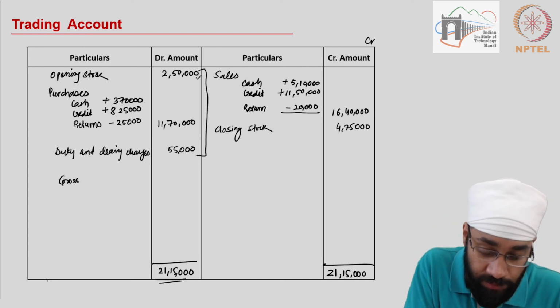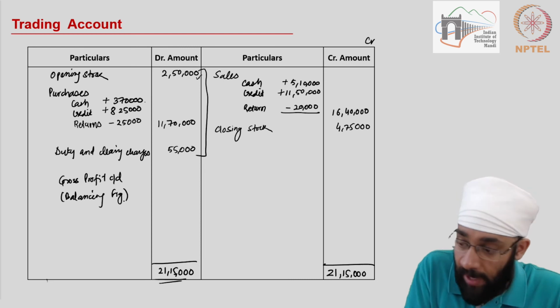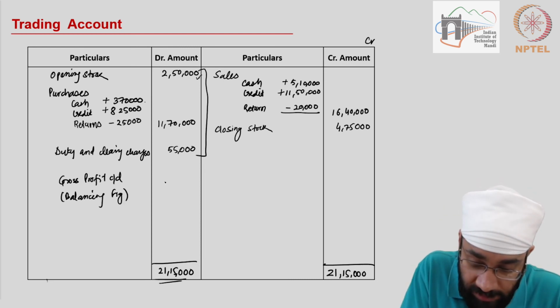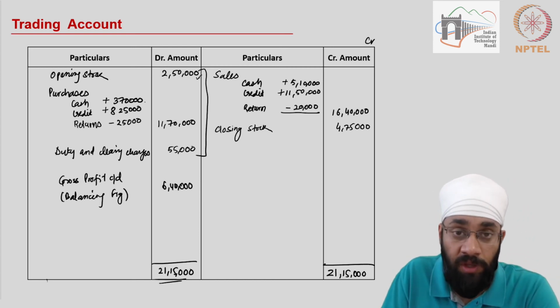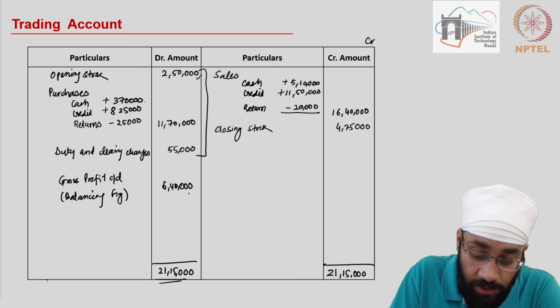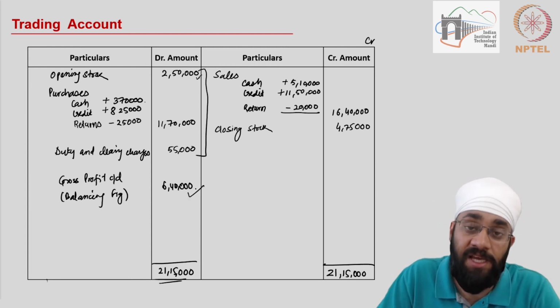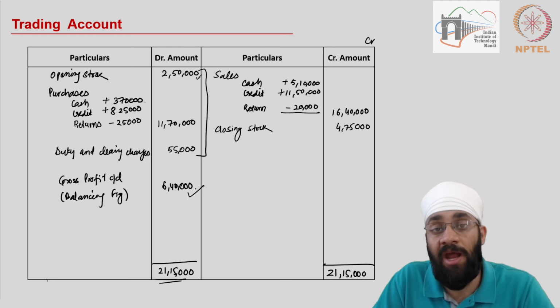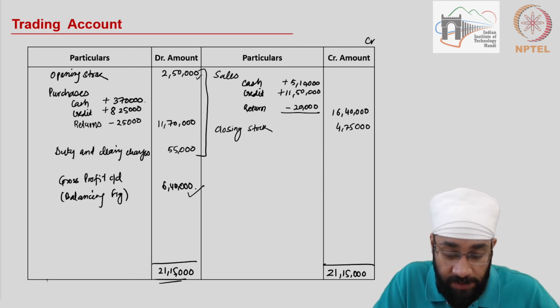So the gross profit carried down during the year is a balancing figure, and the amount comes out to be 6 lakhs and 40,000 after you deduct the total of the debit side from the total of the credit side. Now this is the gross profit which you will take to the next section in the profit and loss account and pay selling expenses, administrative expenses, and other remaining expenses.